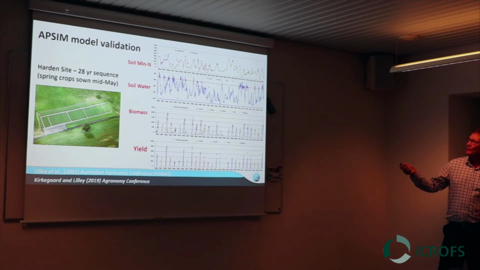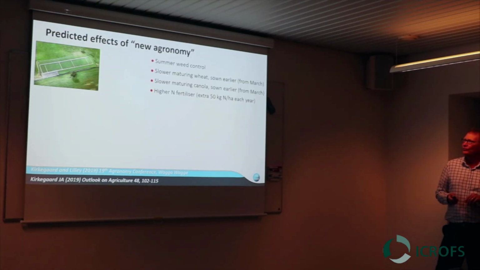So the line is the model, the points are the measured values, and you can see both mineral N, soil water, biomass and yield. We got the model to a point where it was doing a pretty good job of simulating what we saw, which then allowed us to ask, well, what would have happened at this site where I was mostly sowing in mid-May? What would have happened if I had been adopting this strategy of early wheat and early canola? So, in other words, what's the predicted effects of this new agronomy, summer weed control, sowing wheat early and canola early, and then I threw in some nitrogen fertiliser just because these high-yielding crops probably need more nitrogen.